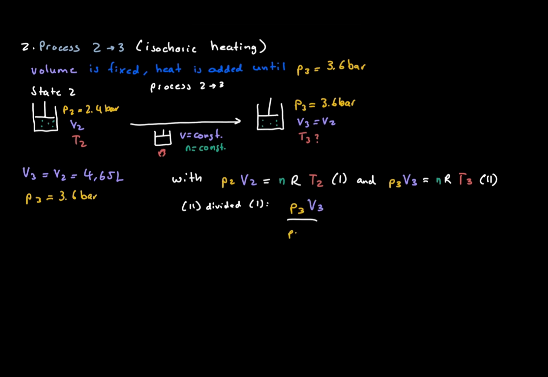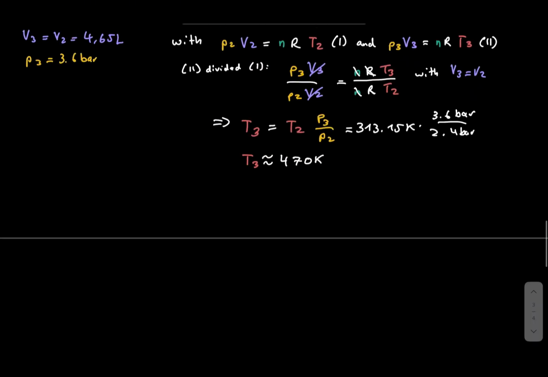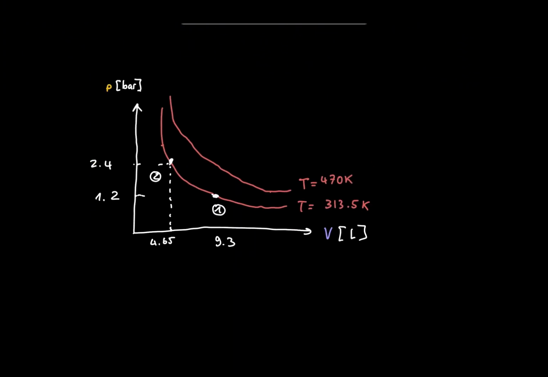At constant volume, pressure is proportional to temperature. So, T3 equals T2 times P3 divided by P2. This gives approximately 470 Kelvin. We now plot state 3. Since the volume is constant, we move vertically upward in the PV diagram.